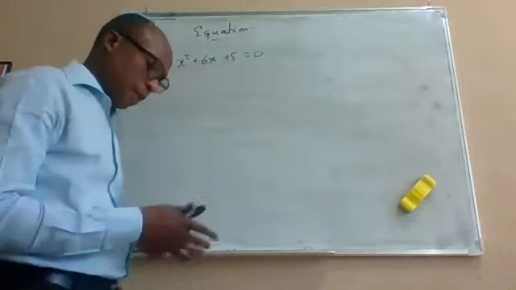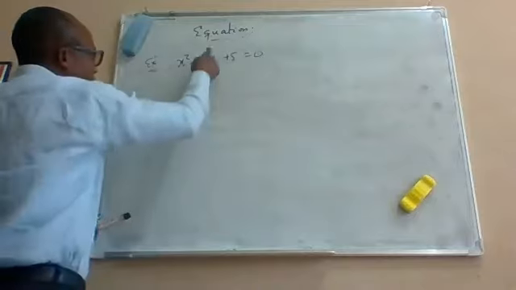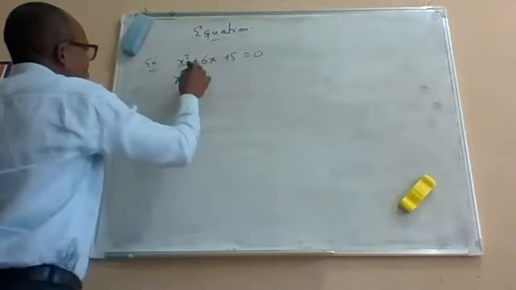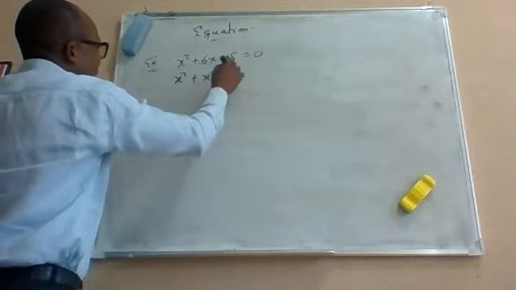Now, those 2 numbers that you have, you will now split this 6x into those 2 numbers. So now look at x squared, x plus 5x.